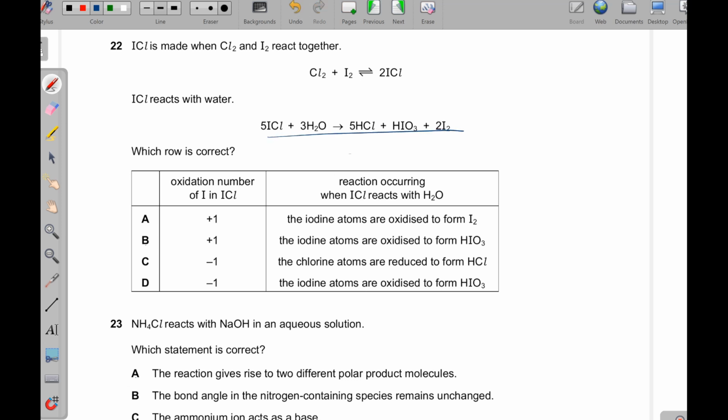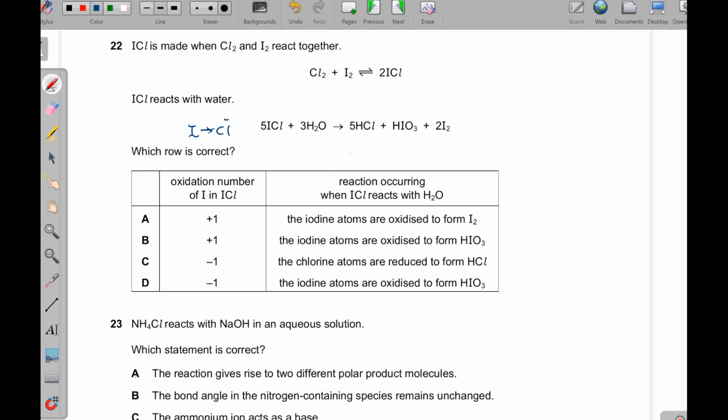So this is the equation, and then they are asking which row is correct for the oxidation number of iodine in iodine monochloride. So we look for the oxidation state here. Now, these two are electronegative, but chlorine is much more electronegative. Because chlorine is much more electronegative, it is the one that is going to pull the electrons towards itself much more. So the dipole moment is going to go towards the chlorine.